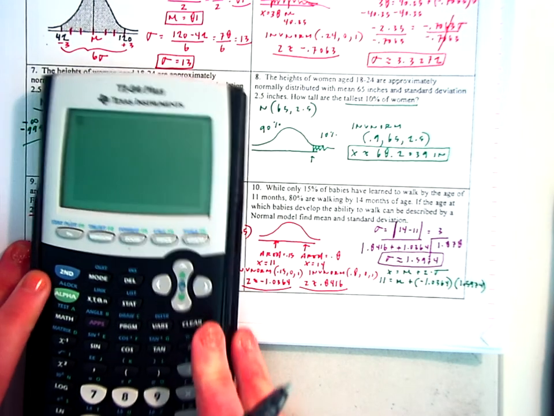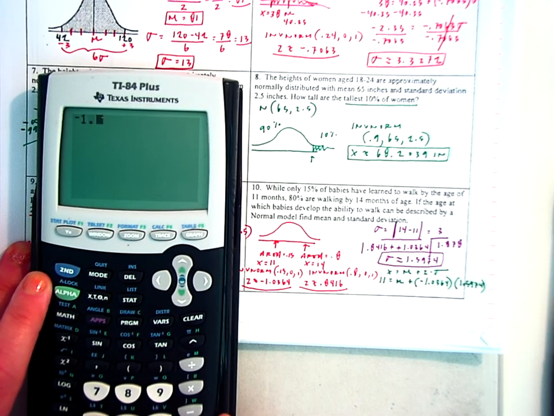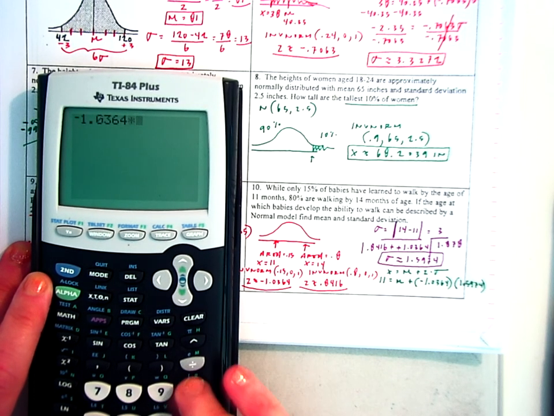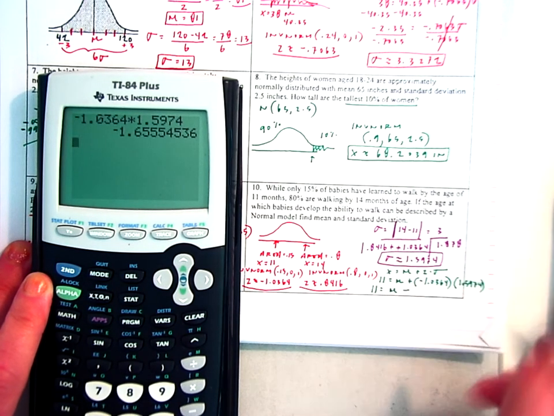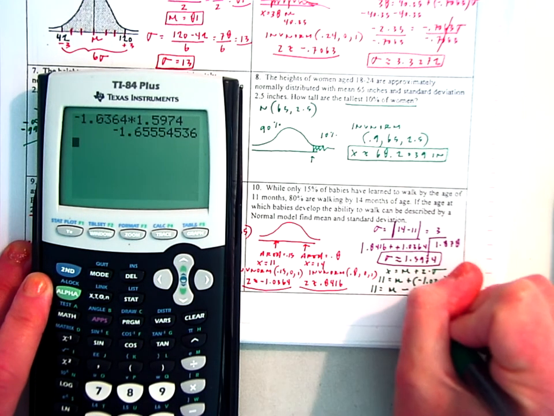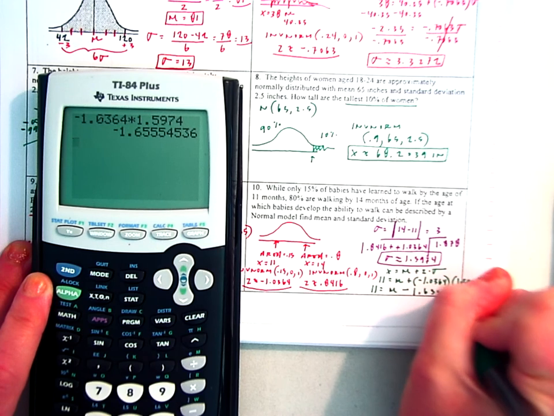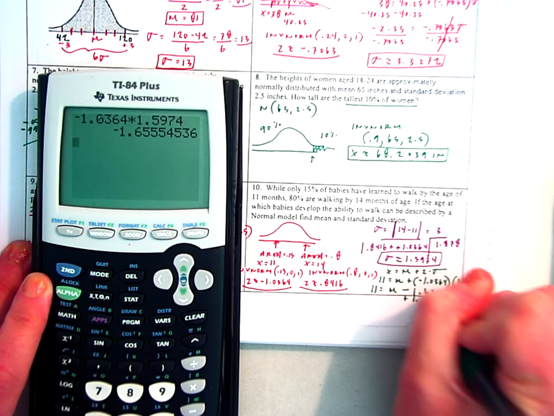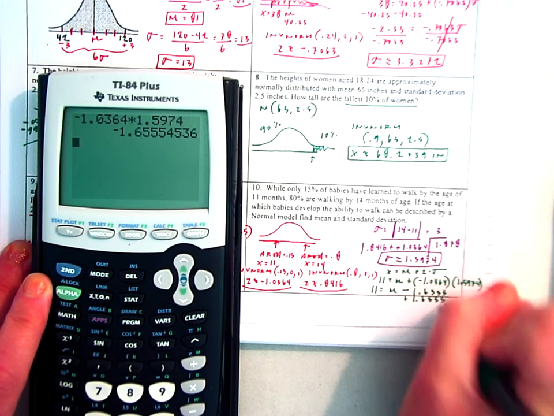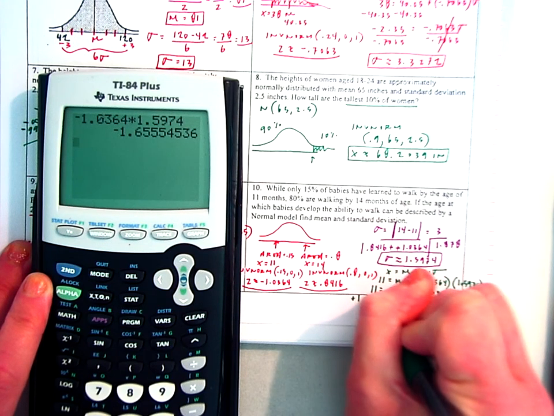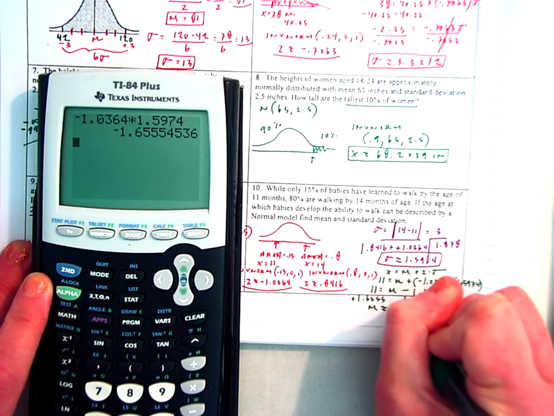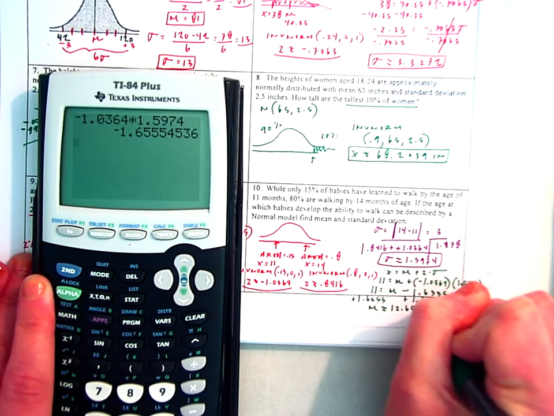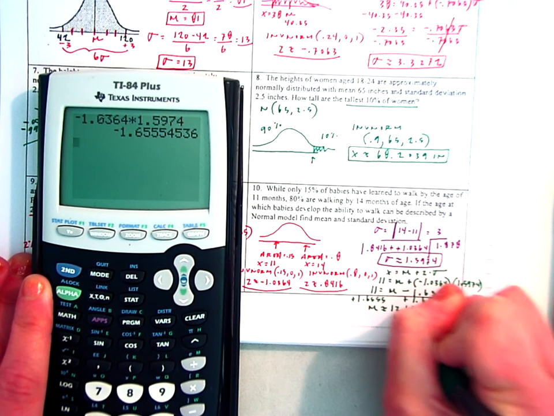So I have negative 1.0364 times 1.5974. So 11 equals the mean minus 1.6555. And then I'm adding that to the other side. And I'm going to get a mean of about 12.6555, and my units are months.